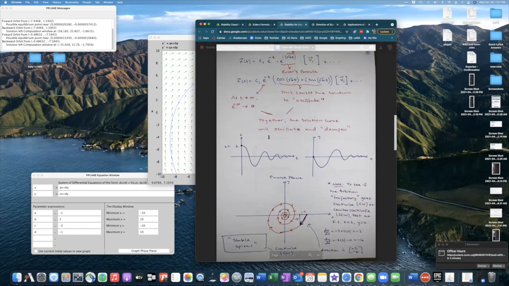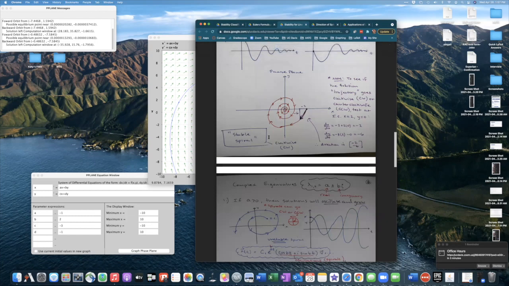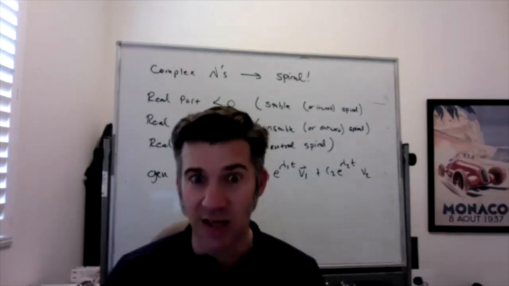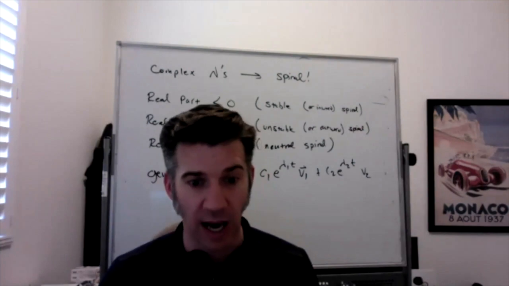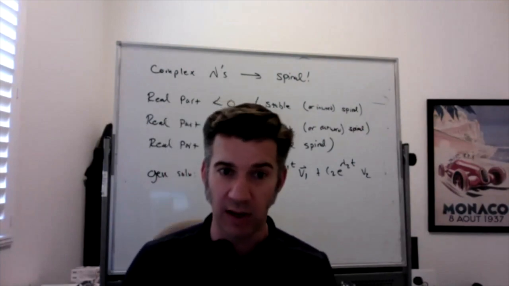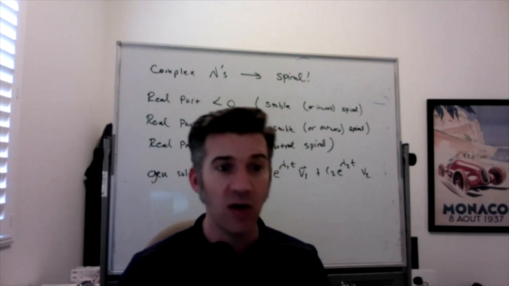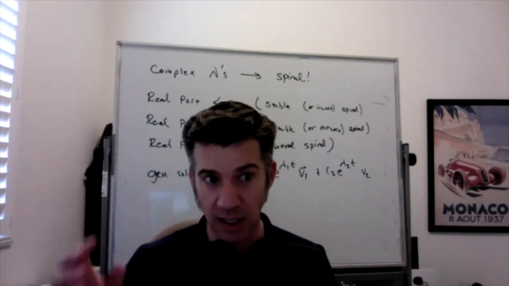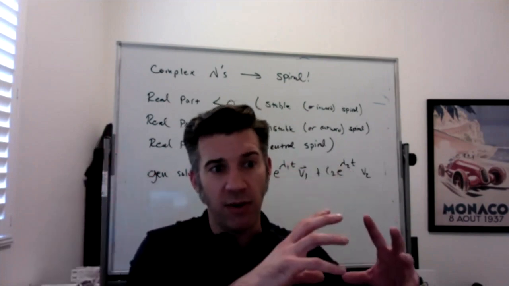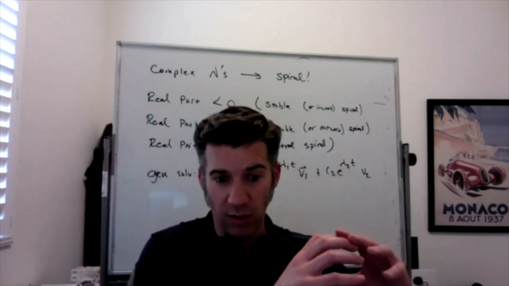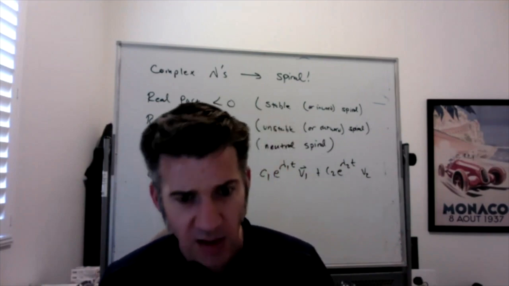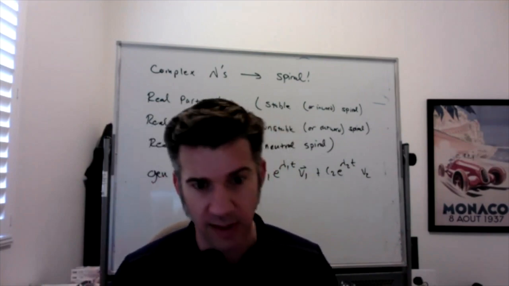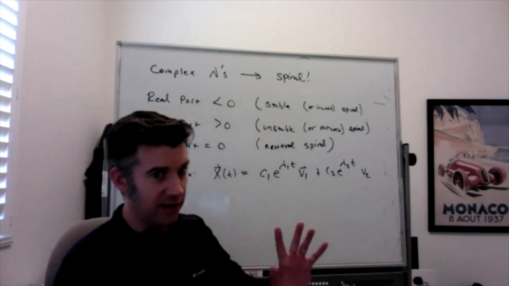So hopefully that wasn't too much too fast. The thing to take away from this is that it's always going to be the case when you have complex eigenvalues. You're never going to get one complex eigenvalue. You're always going to get a pair of complex eigenvalues that are conjugate pairs, meaning real part plus imaginary part and real part minus the same imaginary part. So hopefully that's what's going to happen when you have complex eigenvalues.